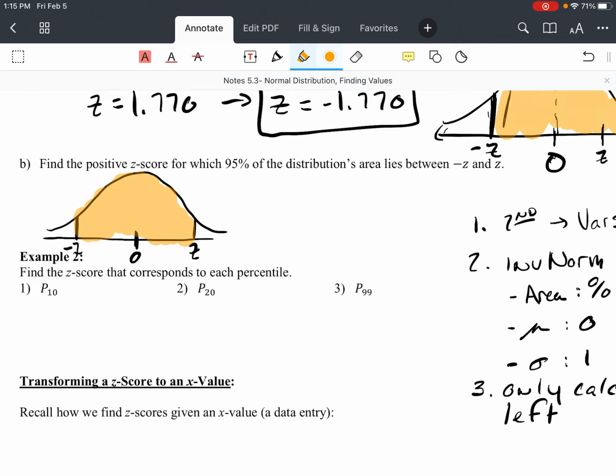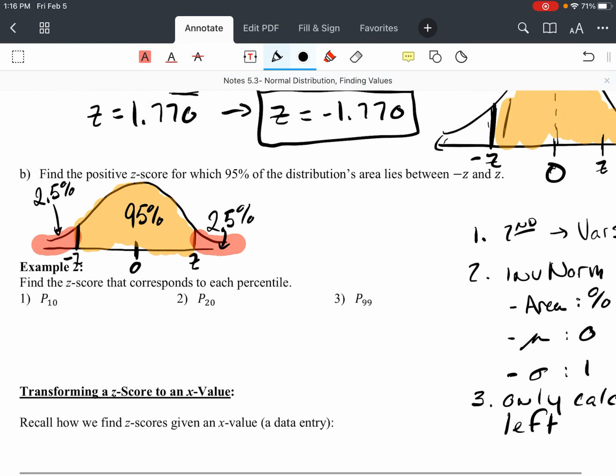Okay, now the way we're going to do this is I need to go ahead and figure out what the two tails are. So I need to figure out what is the area back here and what is the area back here. So that red portion. If the area in between is 95%, that leaves 5% total for the tails, which means that we need to divide this by 2. So this represents 2.5%, and this represents the other 2.5%.